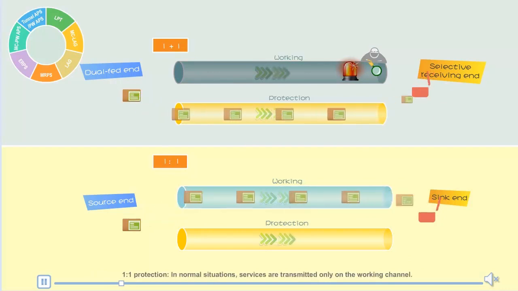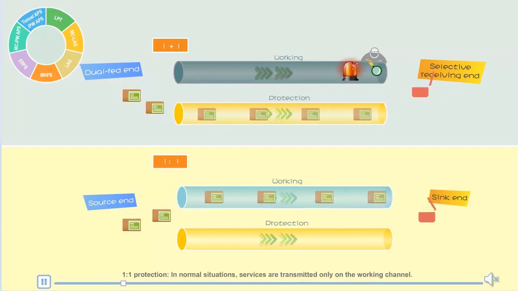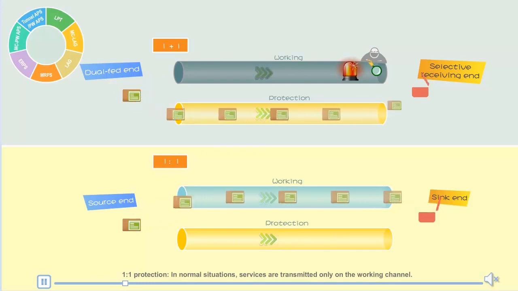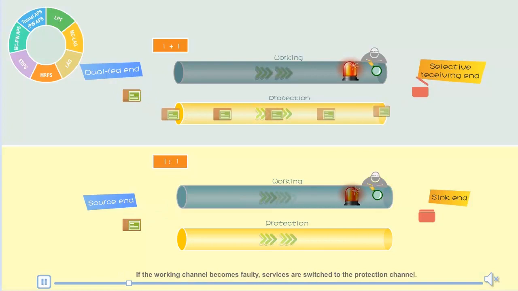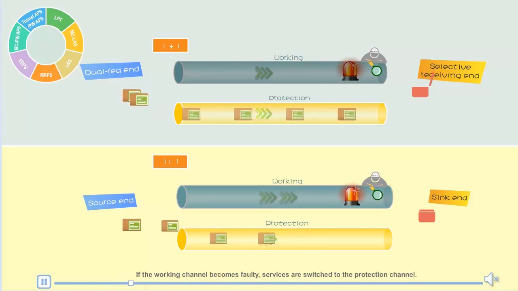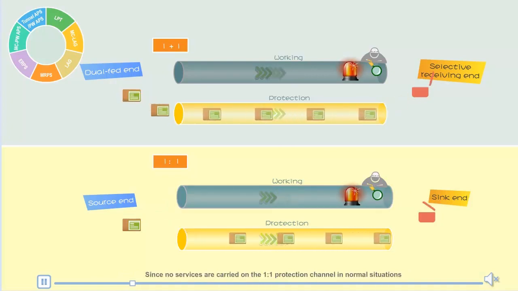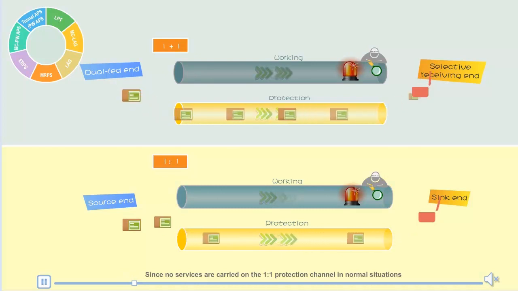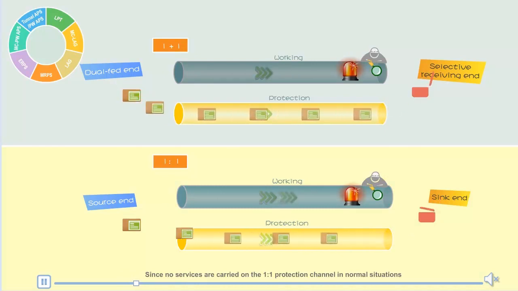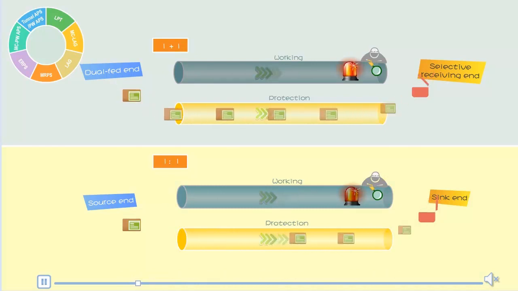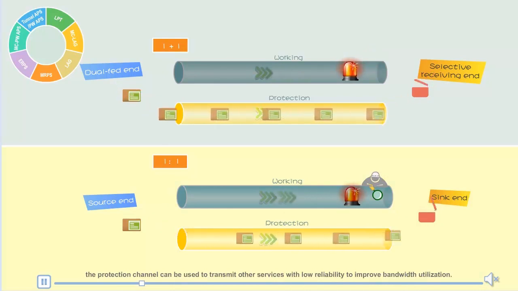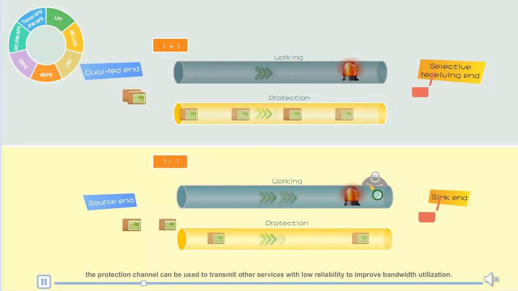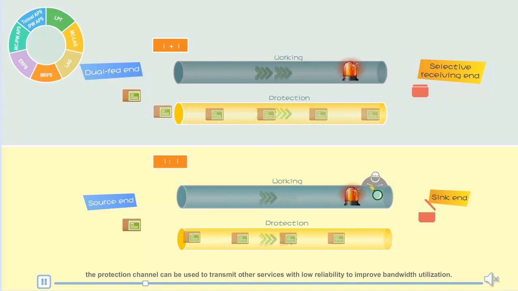1-to-1 protection: in normal situations, services are transmitted only on the working channel. If the working channel becomes faulty, services are switched to the protection channel. Since no services are carried on the 1-to-1 protection channel in normal situations, the protection channel can be used to transmit other services with low reliability to improve bandwidth utilization.